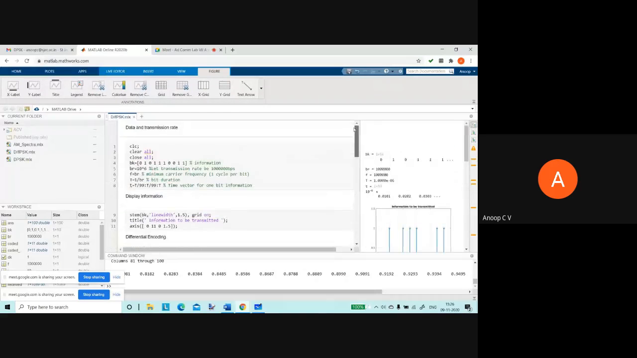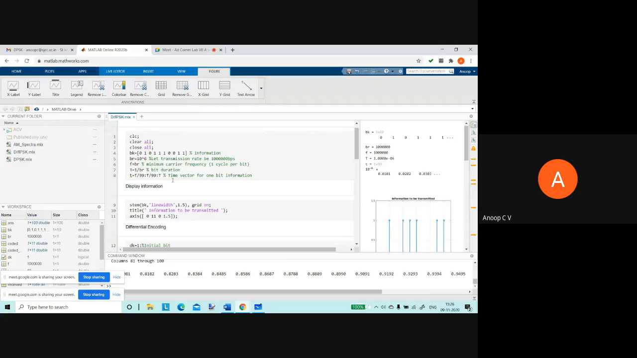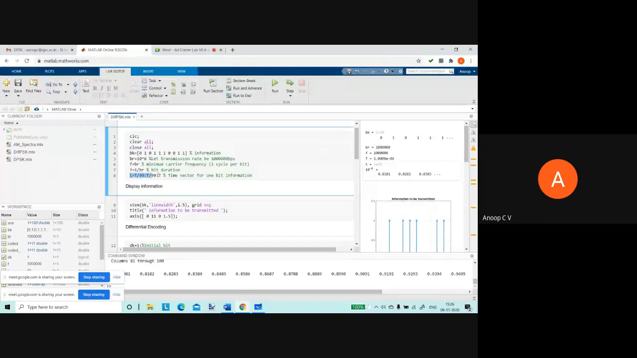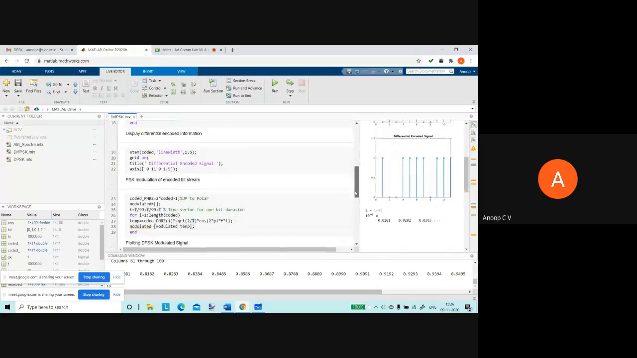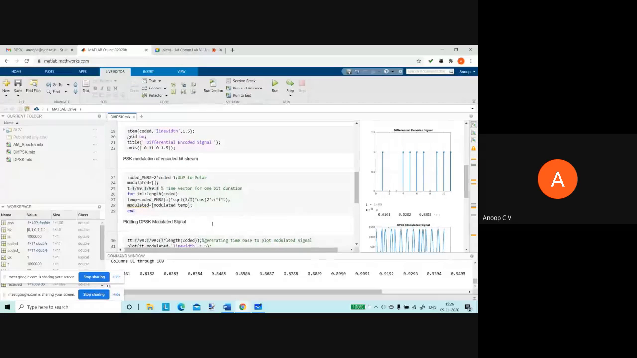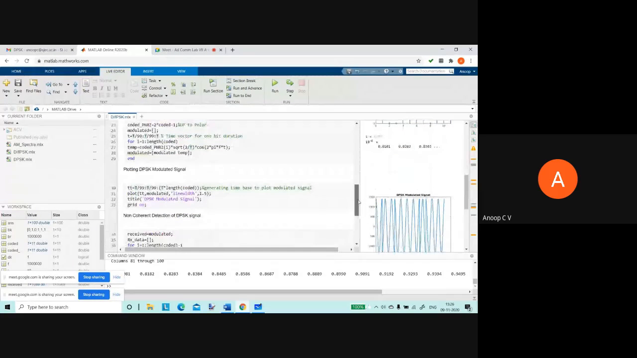So this is the entire code, and there is one small mistake or confusion where you may get. Initially we are defining only the time vector for 1 bit duration, right? Then we are generating the modulated signal bit by bit, then we are concatenating it, or appending it one after the other, to get the final modulated signal.